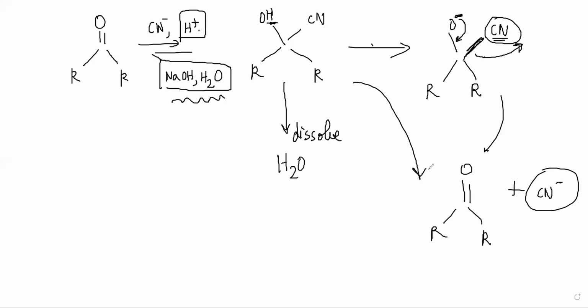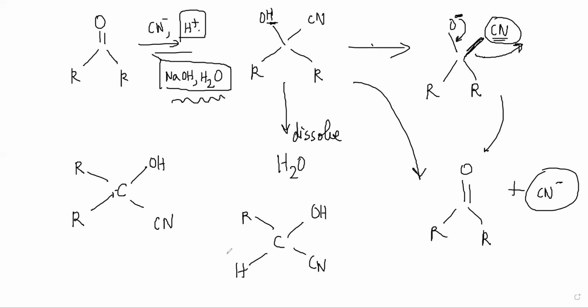And we can get good yields only if the equilibrium favors the products. The equilibrium is more favorable for aldehyde cyanohydrins than for ketone cyanohydrins. So he's saying that this cyanohydrin is less favorable as compared to this cyanohydrin. So if you take an aldehyde and add NaCN and H2SO4, that gives a higher yield of the product. That favors the product more as compared to a ketone.